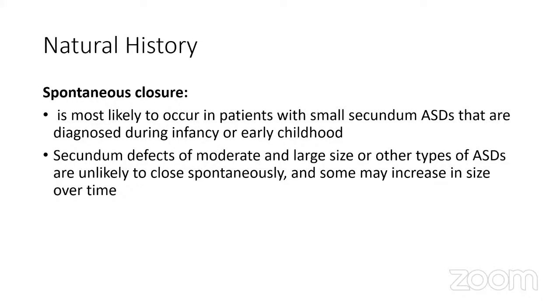Natural history of ASDs. The natural course of isolated ASDs, most of which are secundum ASDs, varies. Small defects often close spontaneously in infancy, whereas moderate and large defects tend to persist and cause symptoms over time. Spontaneous closure is most likely to occur in patients with small secundum ASDs that are diagnosed during infancy or early childhood. Secundum defects of moderate and large size, types of ASDs other than the secundum, and those detected later in childhood or adolescence are unlikely to close spontaneously, and some may increase over time.